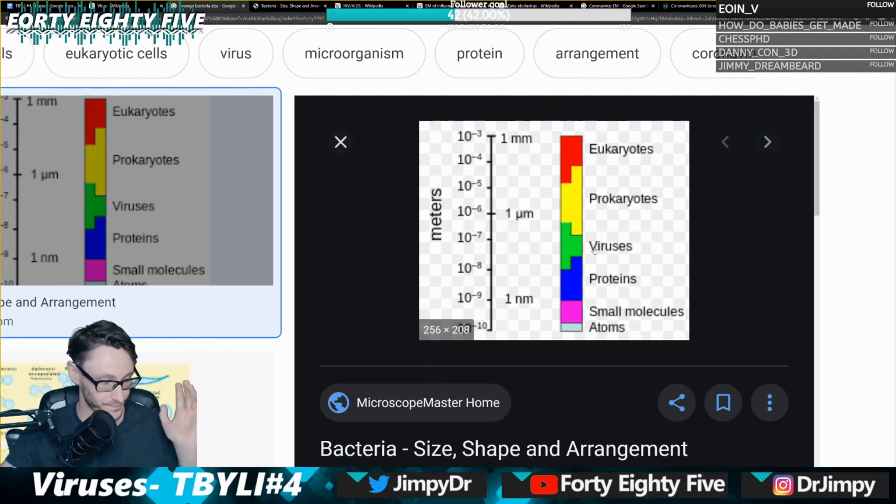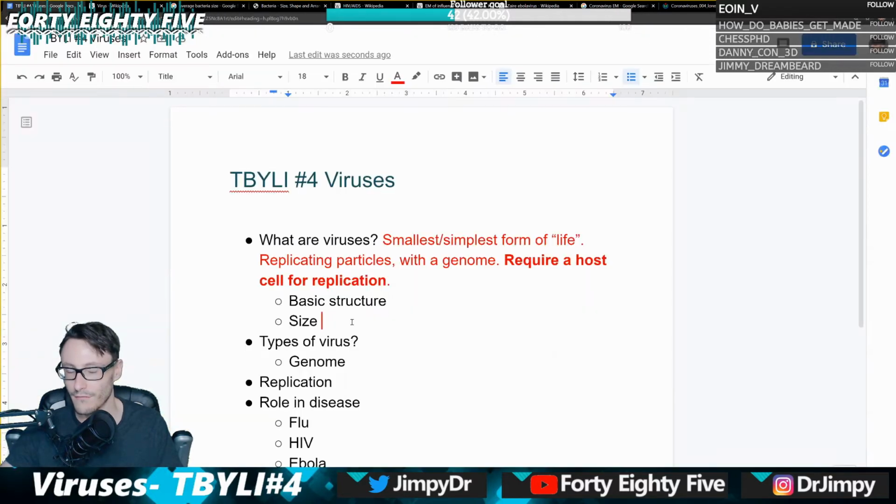So viruses occupy this kind of range, less than 1 micron, down to times 10 to the minus 8. What that actually translates to in real world terms, to give you a point of reference, is this. We're going to have 1 millimeter, because you know what that is, right?